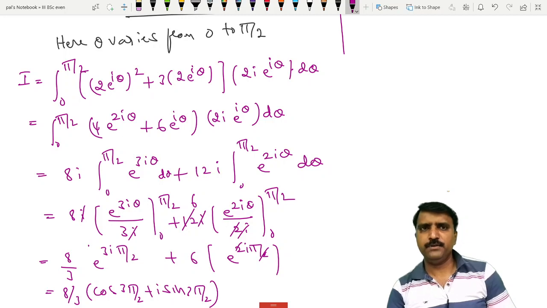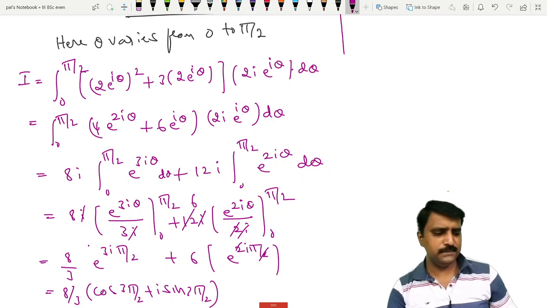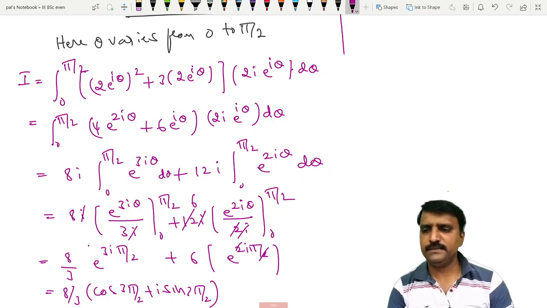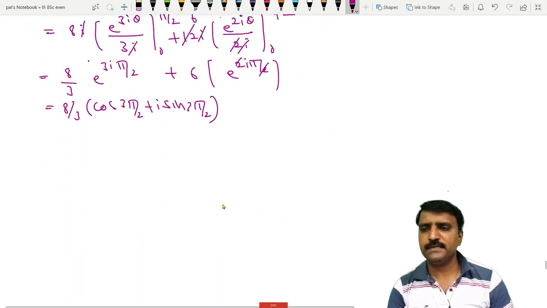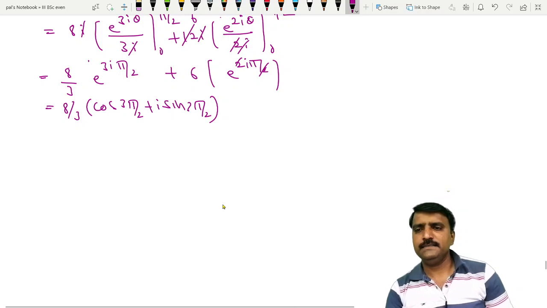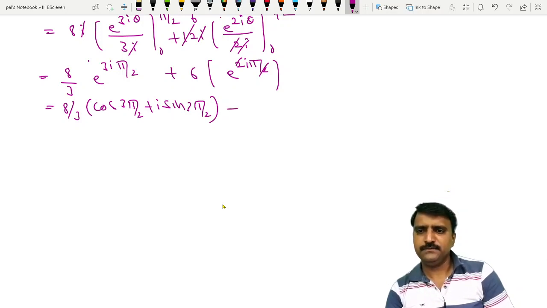So we know e power i theta can be written as cos theta plus i sin theta. Similarly 3 e power 3i pi by 2 can be written as cos 3 pi by 2 plus i sin 3 pi by 2, plus 6 into cos pi plus i sin pi.